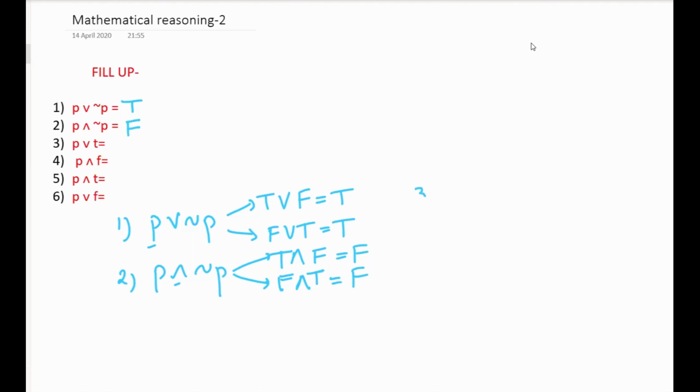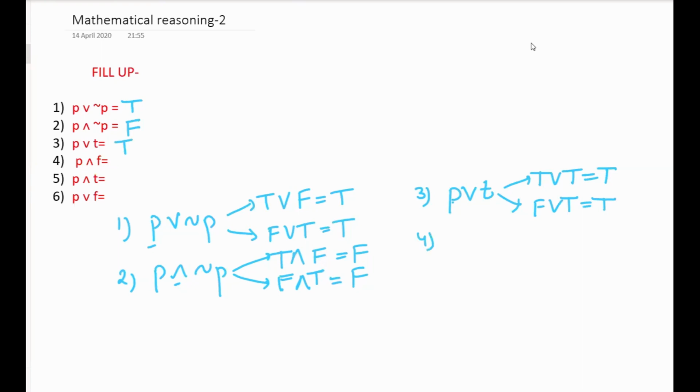So the answer of P intersection negation P is false for the second blank. Now for the third, what is written here? P union P. That means the truth value of the second statement is given to us, that is true. Again we have two cases. First case is when I take P true, the second statement is true, true union true is true. Now if I take P false, then the second is true, false union true is again true.